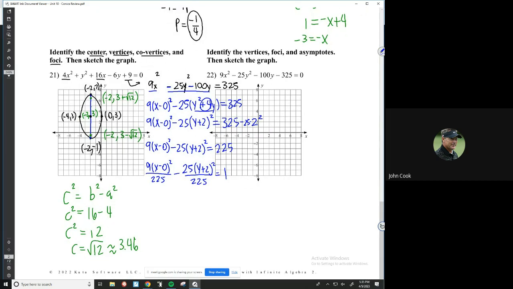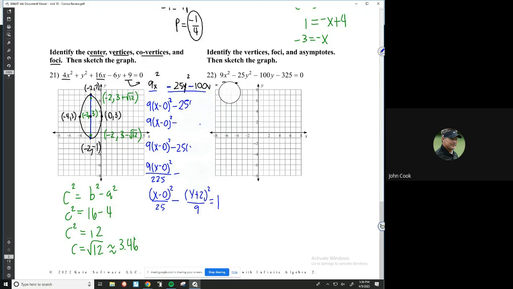Okay, and then I simplify. So 225 divided by 9 is going to be 25. So I'd get x minus 0 squared over 25 minus, and then 225 divided by 25 is 9. So I'd get y plus 2 squared over 9 equals 1. Okay. So there's my equation. I'm going to erase all this stuff so I have some room to draw and write. But that's my standard form equation for the hyperbola.